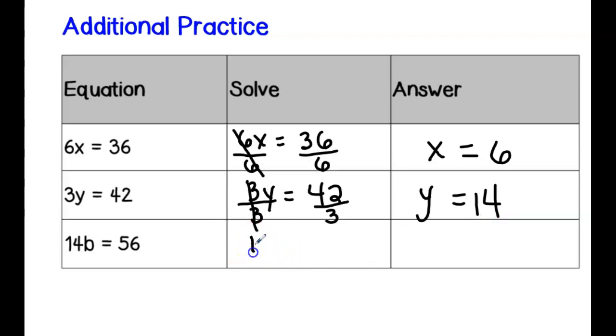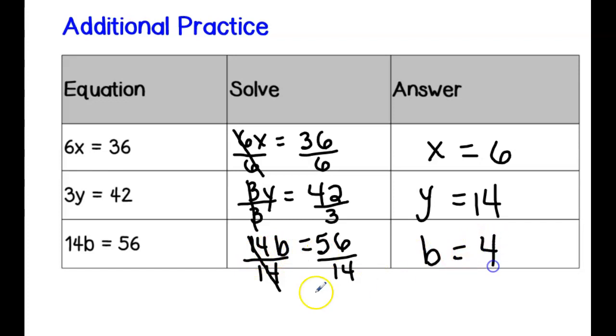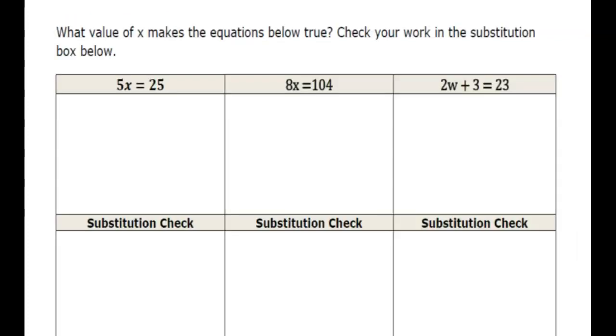The third question, 14b equals 56. We're going to divide by 14 on both sides. And b is equal to 4. Okay, this next set of questions, I'd like you to try these on your own. Remember to do the substitution check. When you are finished, return to the video to check your answers.